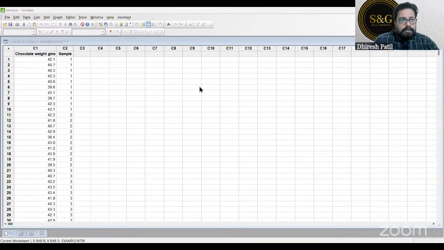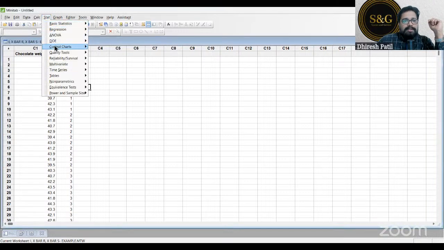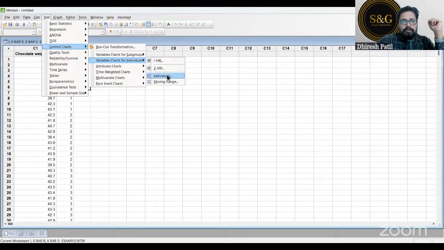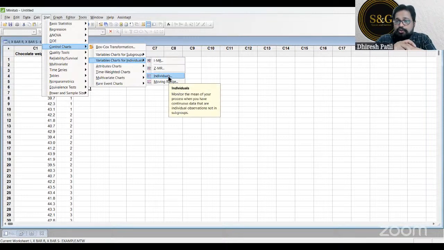Now understand, this is continuous data. The weight data is there, the chocolate weight data. First we will make the first chart, the I chart, the individual chart, which was the first chart invented by Walter Shewhart. So how do we go about it? Go to Stat, Control Charts, Variable Charts for Individuals, Individuals. Just follow this process.